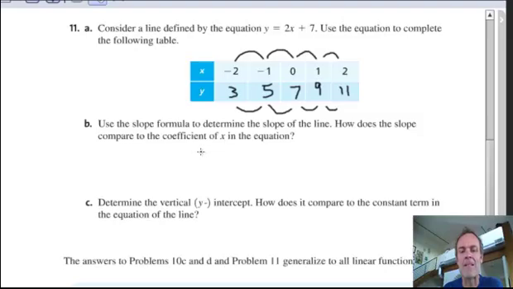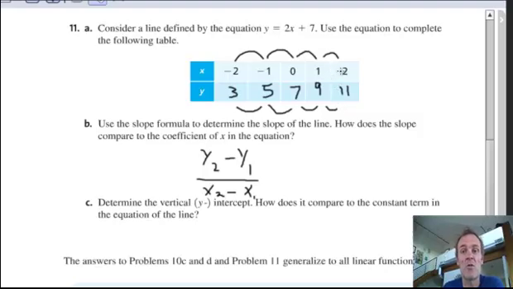So remember this, y2 minus y1 over x2 minus x1. These aren't squared. It's just a subscript, the first one and the second one. Now you can pick any set you want.